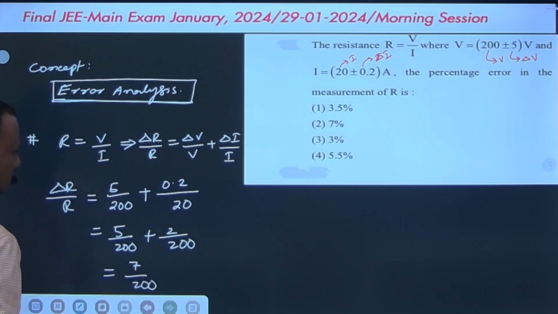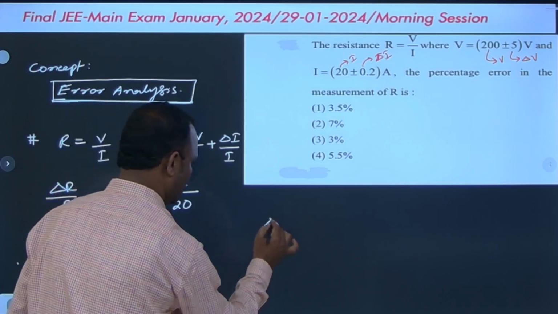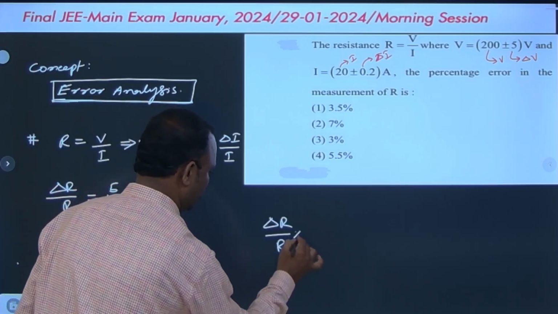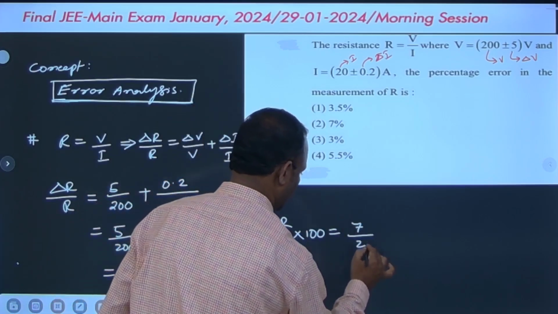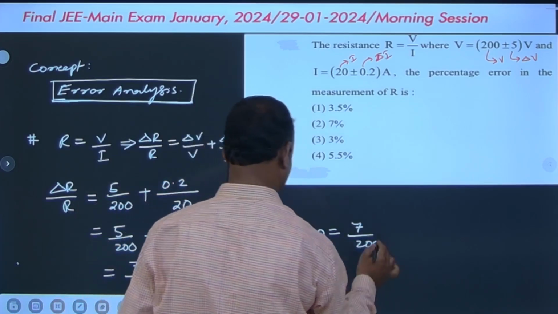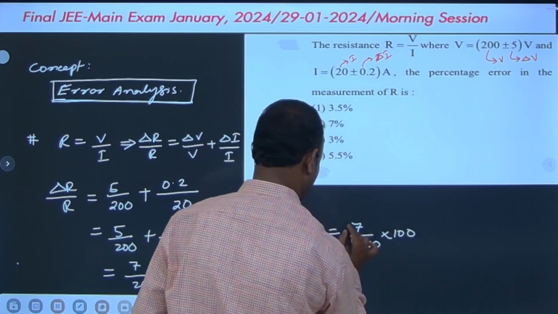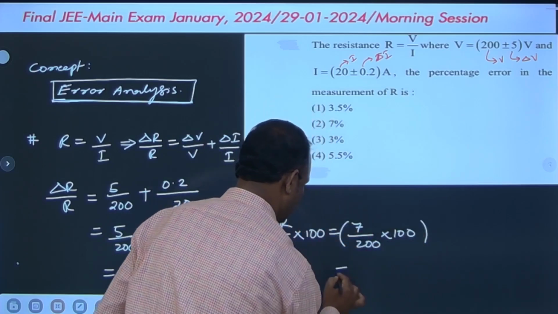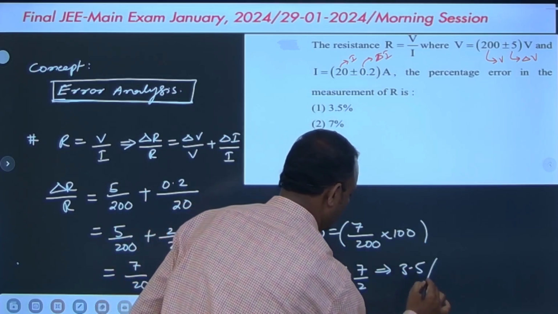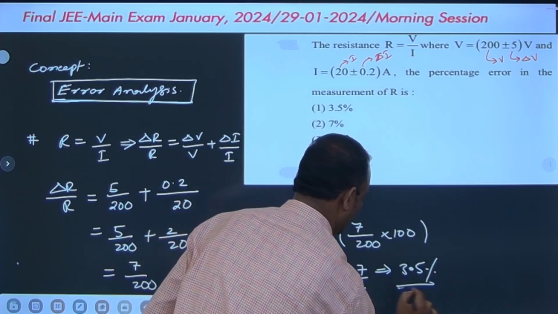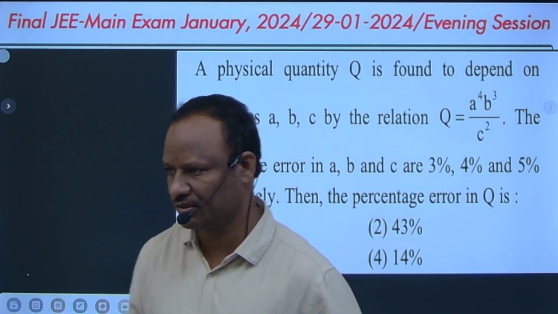Next, the percentage error: delta R by R into 100 is equals to 7 by 200 into 100. So this will be 7 by 2, which is equals to 3.5%. It's 3.5%.